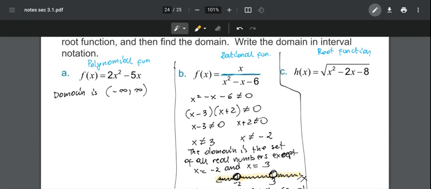Now, part C, we have a root function. The index is 2, so this is the square root function, so even. That means to find the domain, we're going to solve the inequality x squared minus 2x minus 8 greater than or equal to 0. To solve this inequality, we have to factor this quadratic. When you factor this quadratic, you will end up with x minus 4 and x plus 2. I use the AC method.